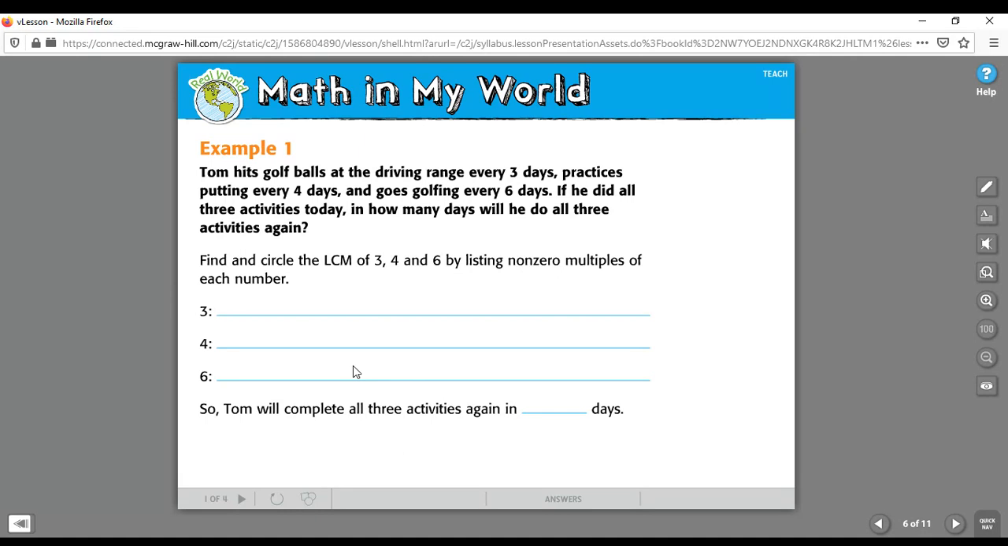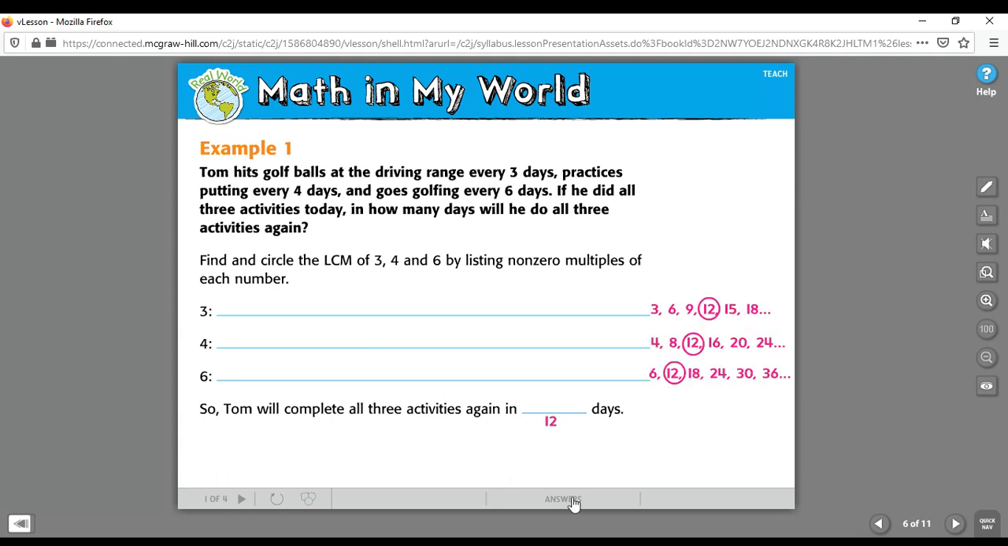So for number 3, you're going to list multiples of 3. Multiples is pretty easy. So it's going to be like 3, 6, 9, 12, 15, 18, etc. Then you're going to list multiples of 4. Okay, 4, 8, 12, 16, 20, 24. And the last one is multiples of 6. 6, 12, 18, 24, 30.